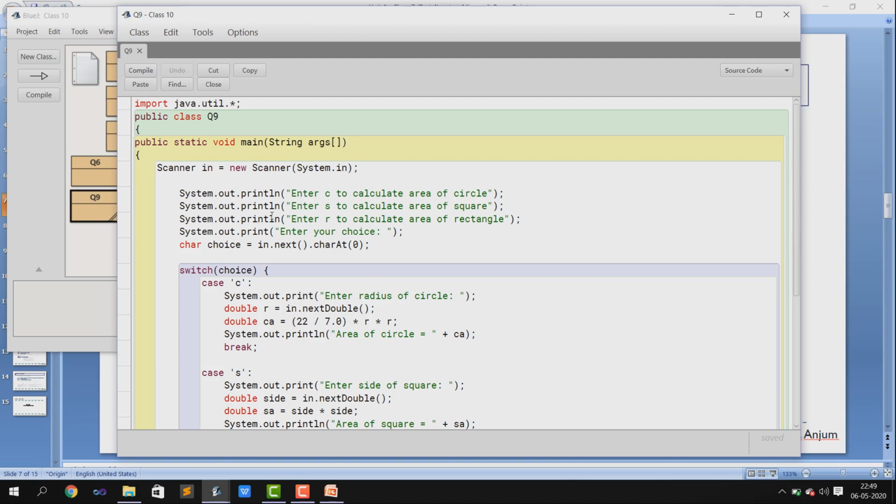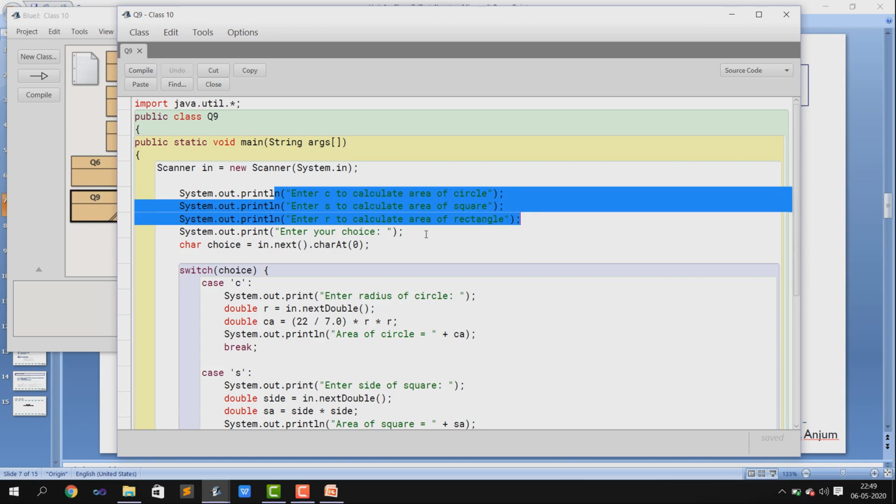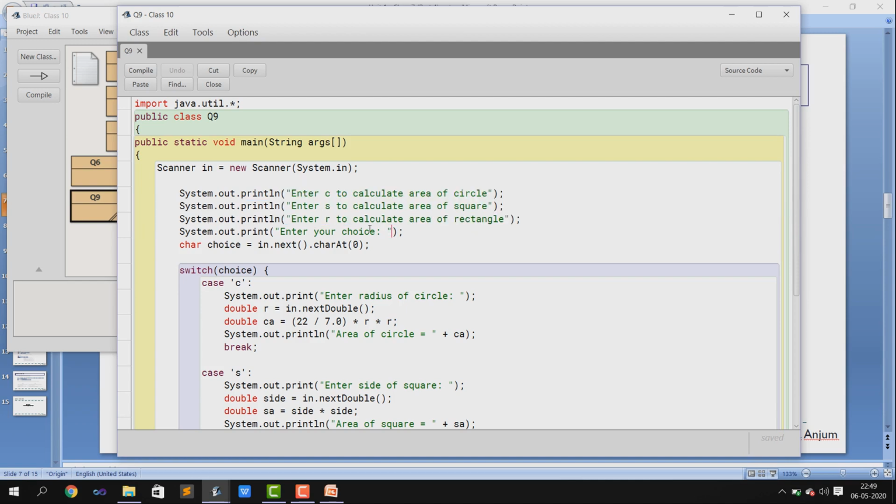Yes. Now what you have to do? You have to create a menu, because you are going to write a menu driven program. Okay. So firstly what you have written: enter C to calculate area of circle, enter S to calculate area of square, as well as enter R to calculate the area of rectangle. Okay. आपको ये तीनों लाइंस या फिर आपके अकॉर्डिंगली जो लाइंस होती हैं वो मेन्यू ड्राइवन प्रोग्राम की स्टार्टिंग में मेंशन करनी होती हैं. Okay. Then what you have to do, write down System.out.print, enter your choice. Okay. You are going to take a choice, either C, S or R.